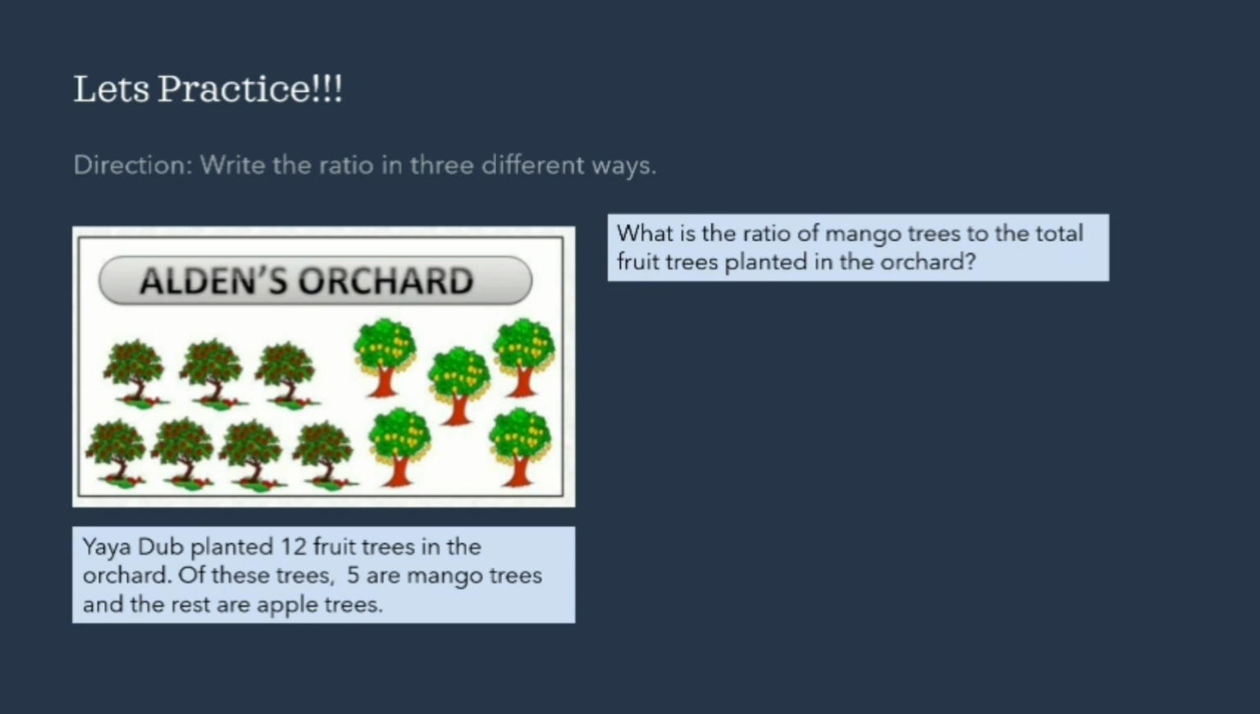Try to answer this by applying what we have learned so far. Write the ratio in 3 different ways. Yaya Dab planted 12 fruit trees in the orchard. Of these trees, 5 are mango trees and the rest are apple trees. What is the ratio of mango trees to the total fruit trees planted in the orchard?